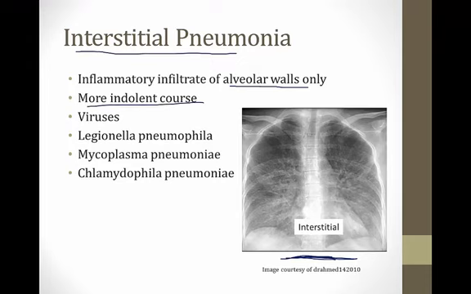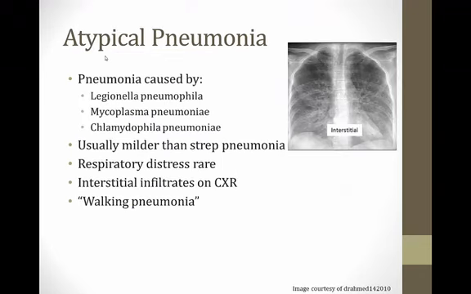They follow an indolent course. Patients generally aren't as sick. There are some viruses that cause this type of pneumonia, and also certain atypical bacteria. These are bacteria like Legionella, Mycoplasma, and Chlamydia. You'll sometimes hear clinicians say that a patient has an atypical pneumonia, and what they mean is that the patient has an interstitial pneumonia caused by one of these bacteria here.